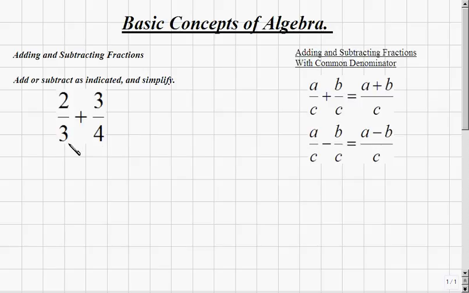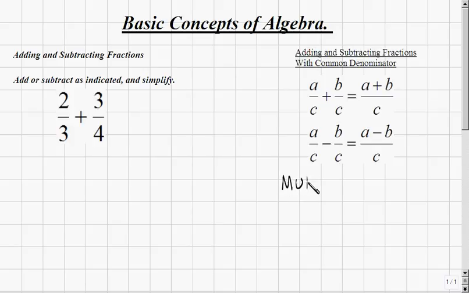So the first big question we should ask ourselves is, what is the common denominator between 3 and 4? That is, what is the smallest number that both 3 and 4 divide into? Now that may be too difficult a question to ask. So we'll use a trick developed many years ago, where we can find the common denominator by looking at the multiples of 3 and 4.